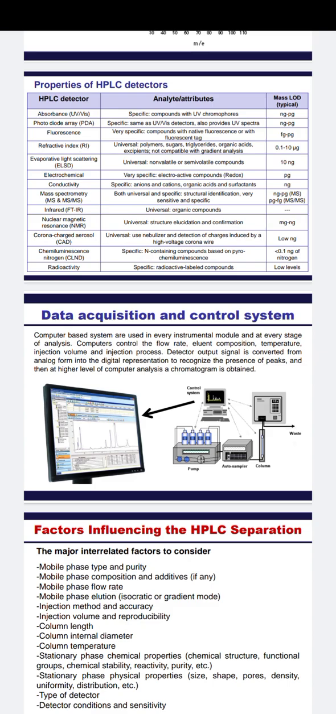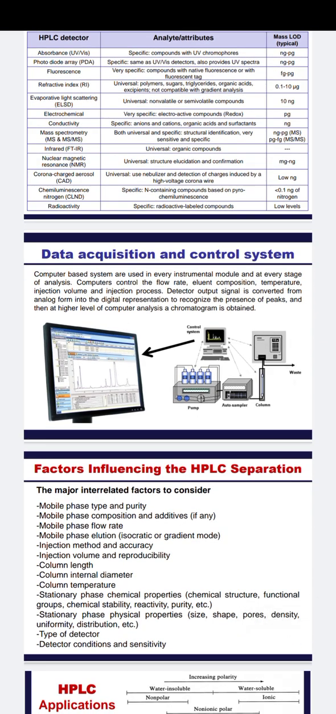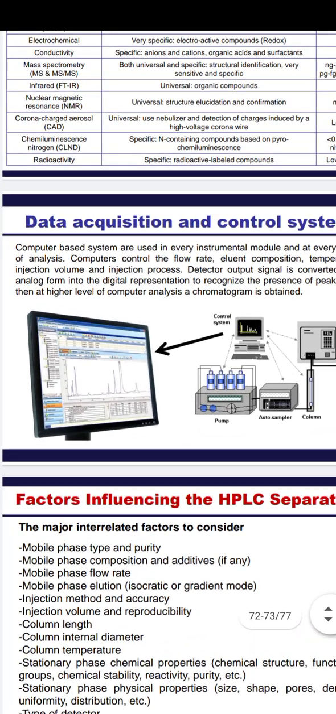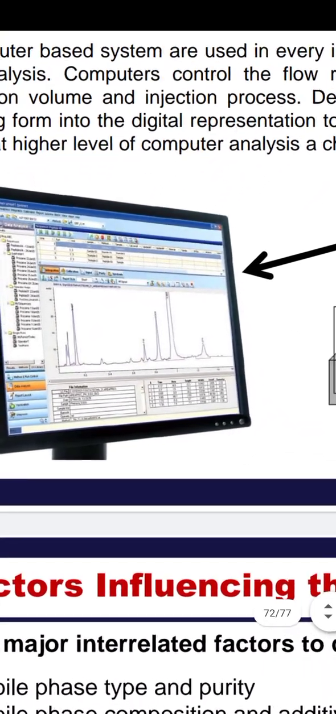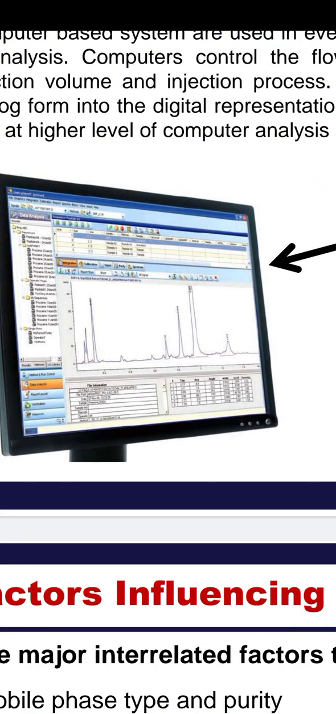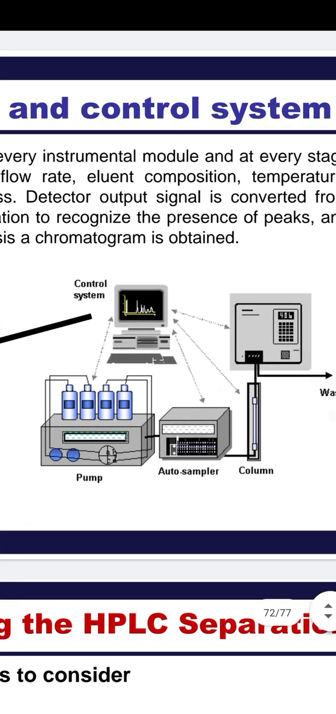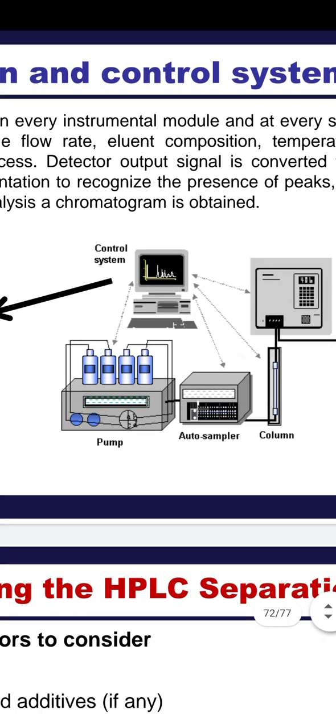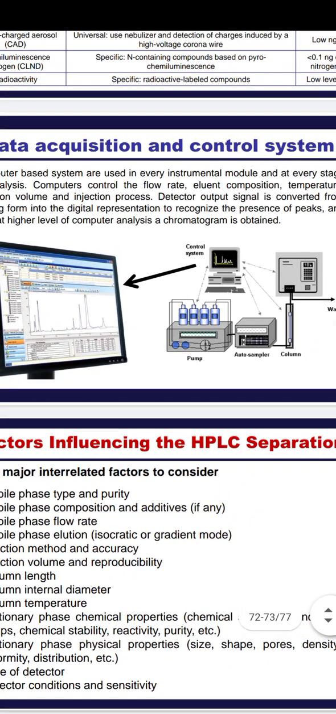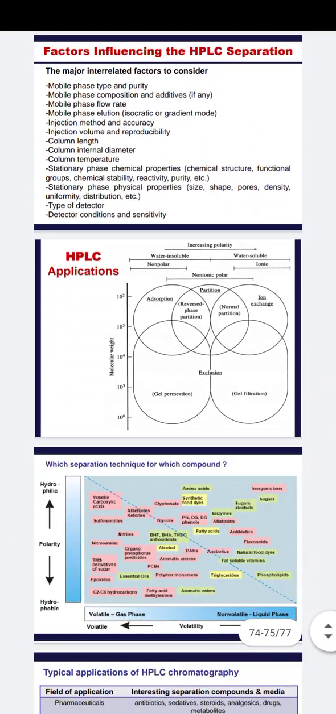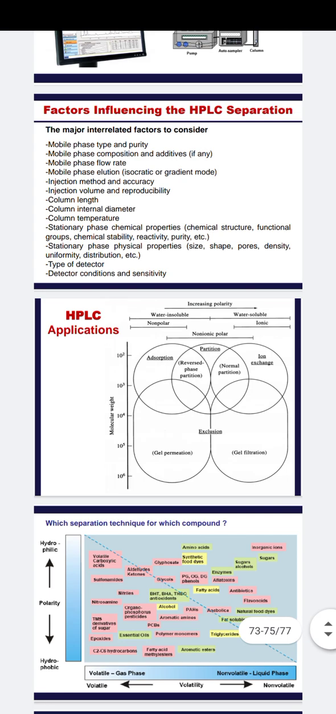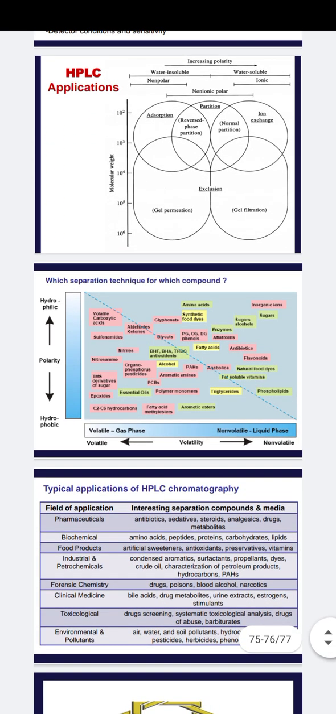So here you see on the screen of the computer how this shows the peak, like how we are using or drawing in graphs. Depending upon this peak we are going to separate the different components. So these are some factors which influence the HPLC.